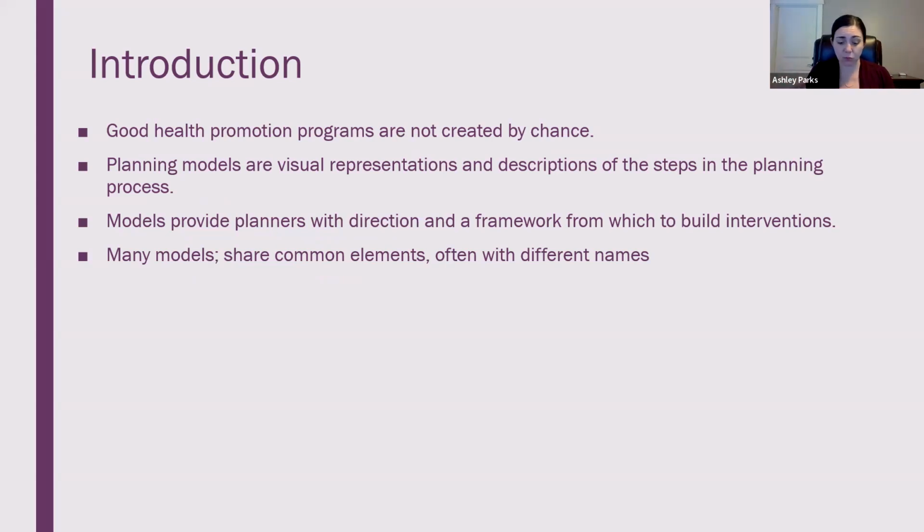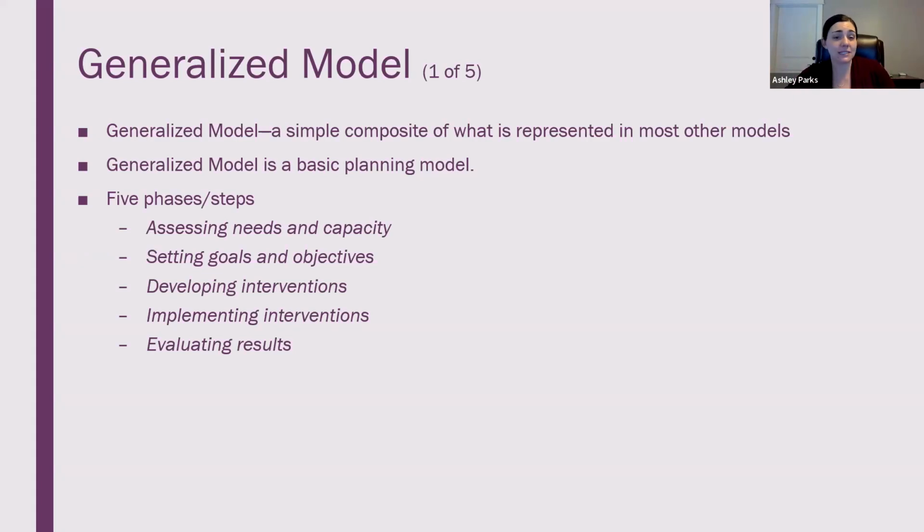So planning models represent these visual representations of what we're trying to do when we engage a community around solving a problem. There's a lot of different models and a lot of different names and a lot of different acronyms, but the idea of this focused effort around examining a public health issue, coming up with a solution or a program to address it, planning out a full work plan of how we'll do it, that is public health program planning.